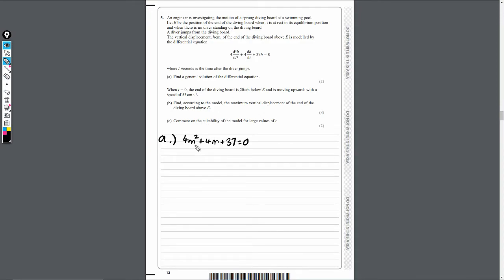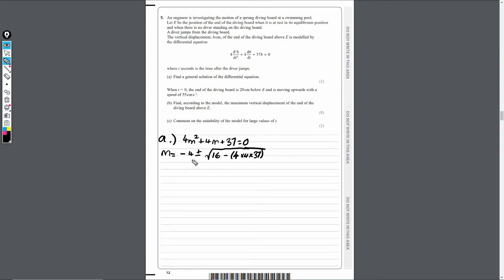Now we need to solve this. So straight away it jumps out to me that it's not going to factorise, so I'm going to have to use the quadratic formula, okay? So let's just do that underneath. So m is equal to, using my quadratic formula, you know this is GCSE, should hopefully be nice and easy, minus 4 plus or minus the square root of 16 minus 4 times 4 times 37.